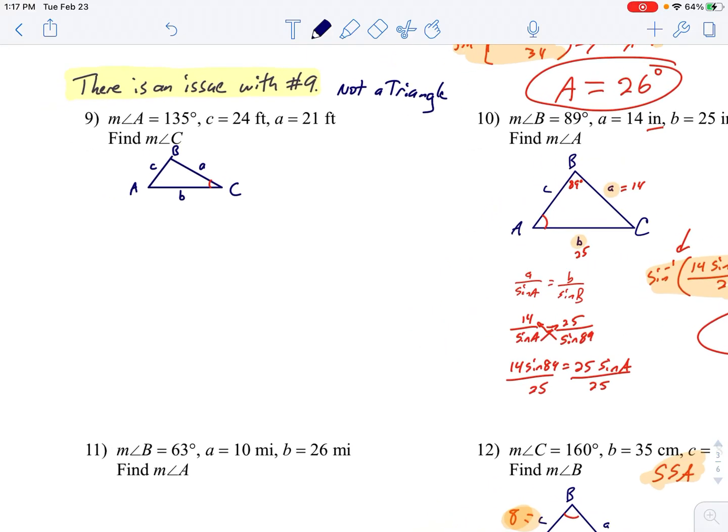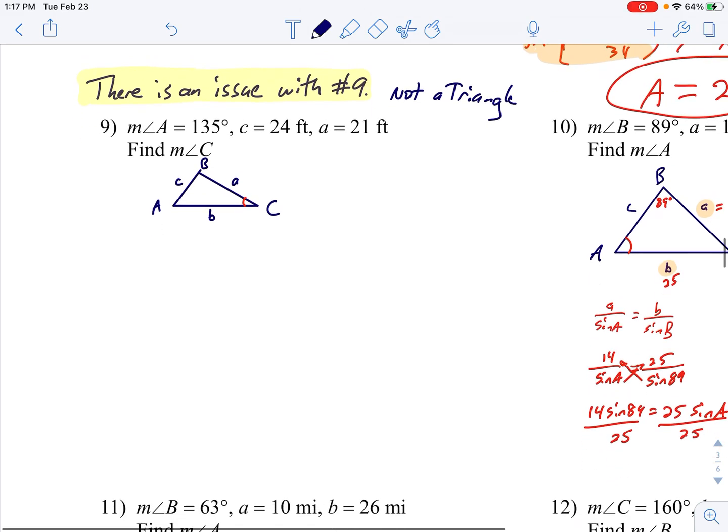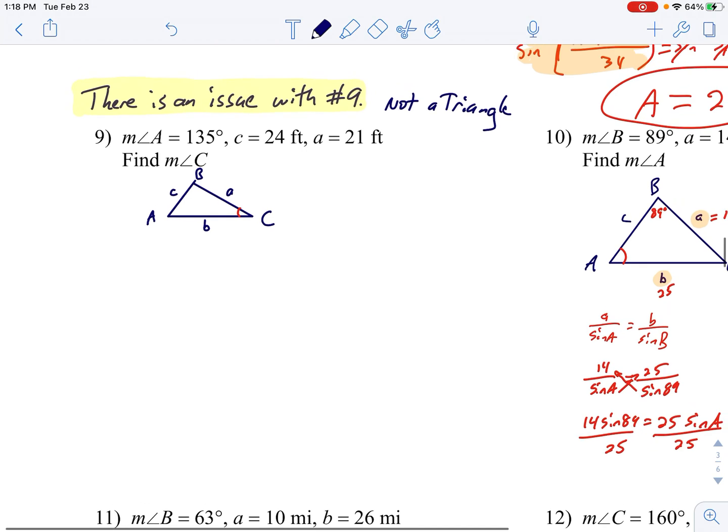I'm making this short video because it was brought to my attention that there is an issue with problem number 9. And the issue isn't like a glitch in the worksheet or anything like that. I actually taught something wrong. So I'm making this video to correct it. I hope everyone gets a chance to see this.